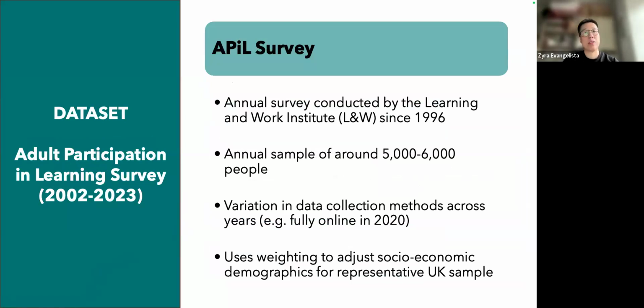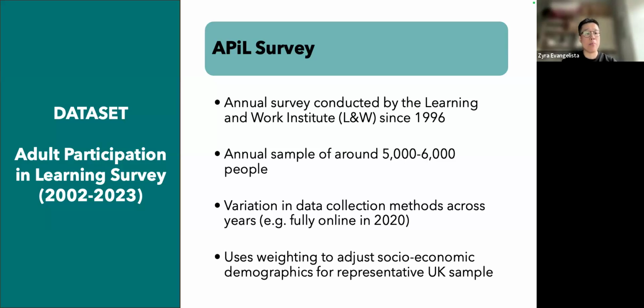So this has been ongoing. APiL stands for Adult Participation in Learning. It has an annual sample of about 5,000 to 6,000 adults in the UK. And one important thing to note is that there's been variation in the data collection methods across these 20 years.